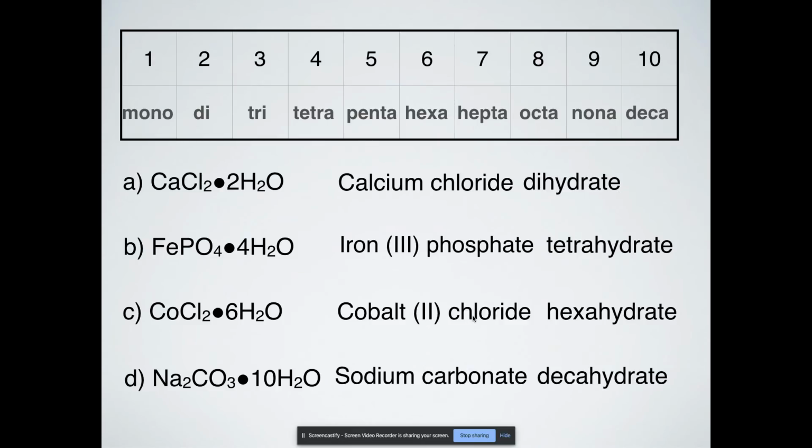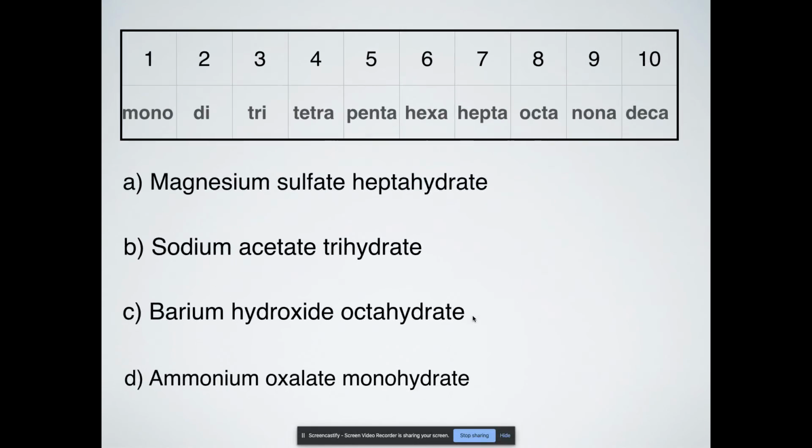Let's see if we can do the reverse though. The reverse sometimes is a little bit harder. So magnesium sulfate heptahydrate. Most people would say, okay, great, I know hepta, that's 7. So heptahydrate, I know I have 7 water molecules at the end. So it's just, can you remember how to name ionic compounds? What's magnesium? Mg, it's a 2+. Sulfate, SO4, that's a 2-, so they cancel. So it's just MgSO4, and I'm multiplying by heptahydrate, 7 water molecules.